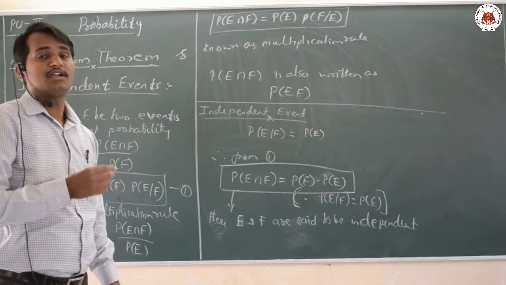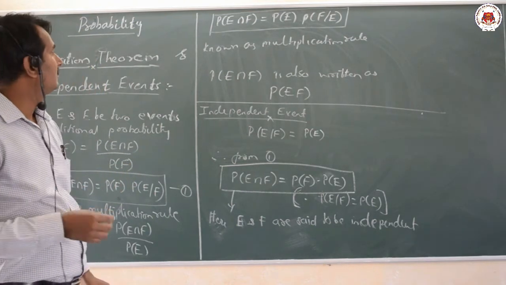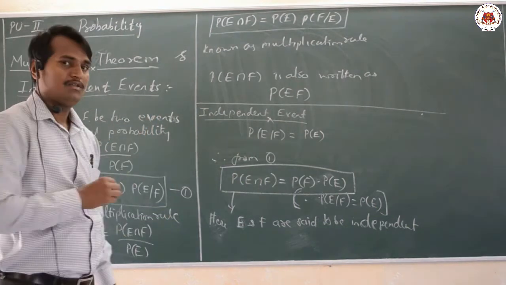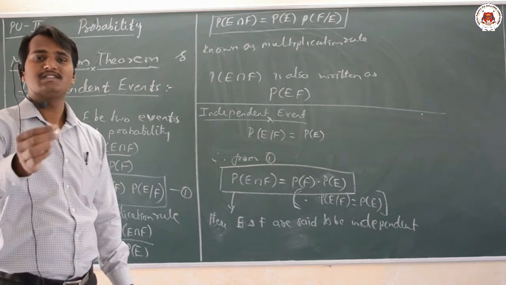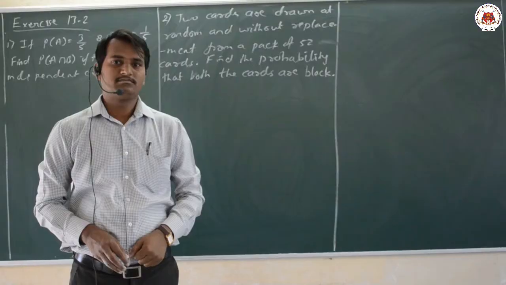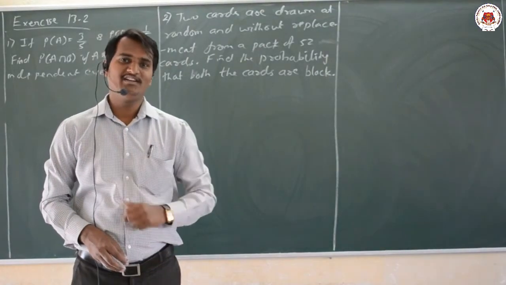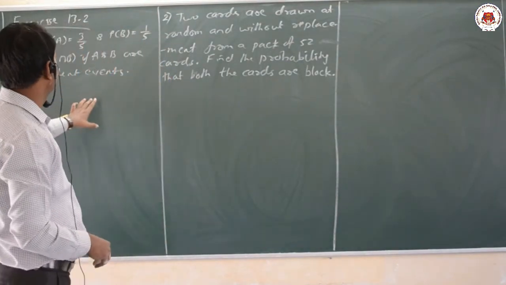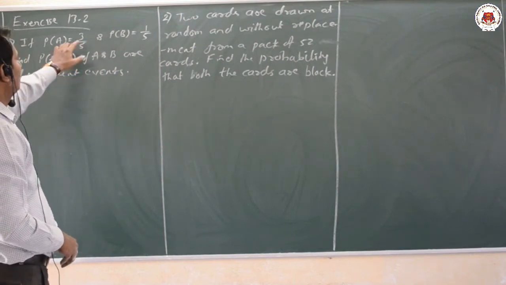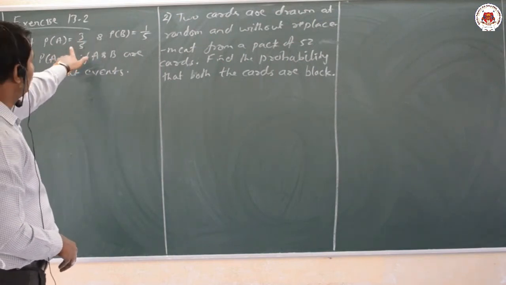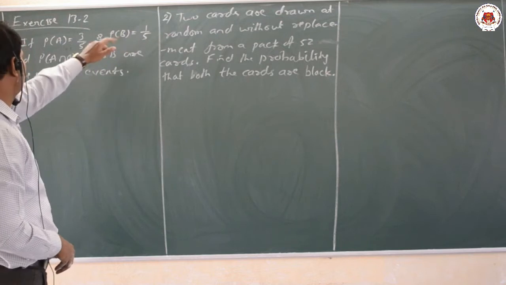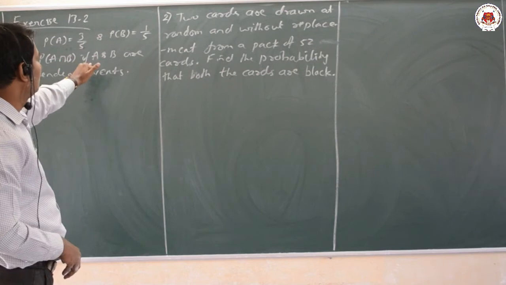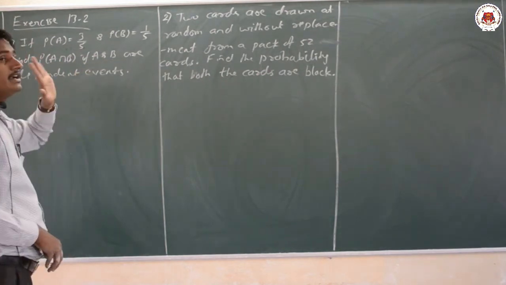Okay, dear students, now let us look at exercise number 13.2 related to this probability. Till then, please pause the video to note it down. Okay, dear students, now let us move on with exercise number 13.2. Let us move on with the first question. If P of A is equal to 3 by 5, P of A means the probability of A is 3 by 5, and the probability of B is 1 by 5, find the probability of A intersection B, if A and B are independent events.